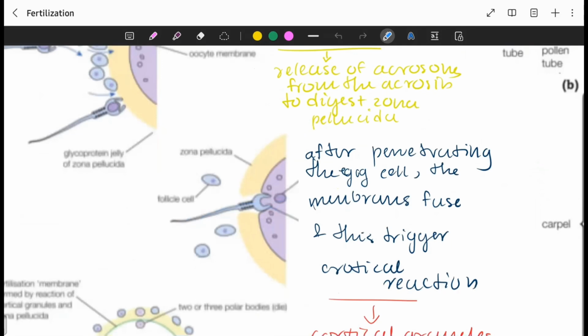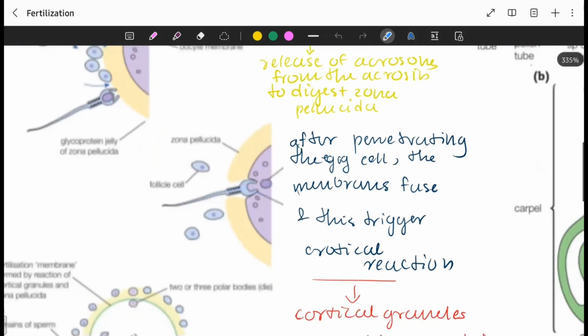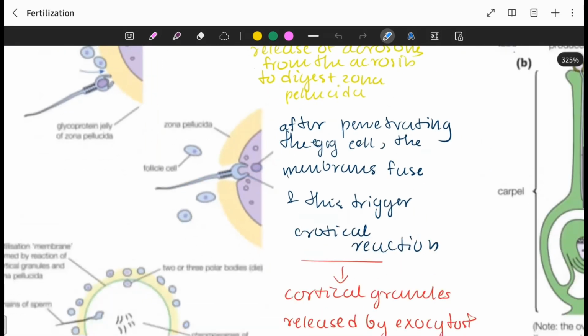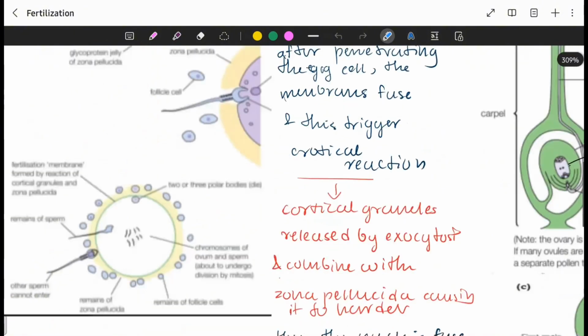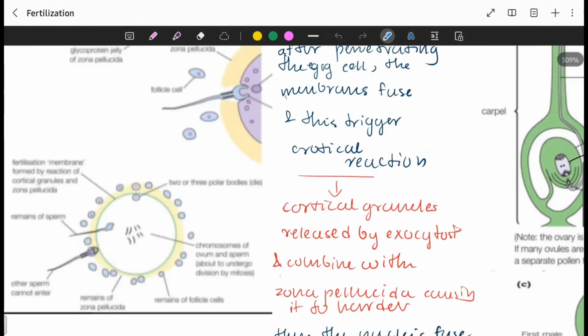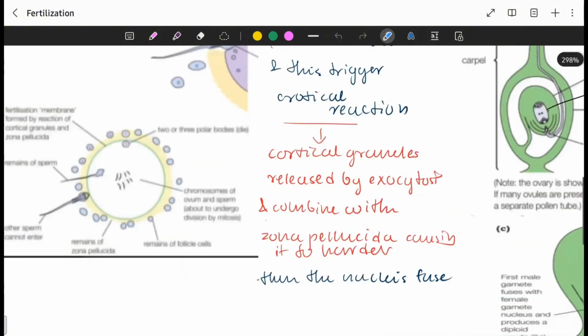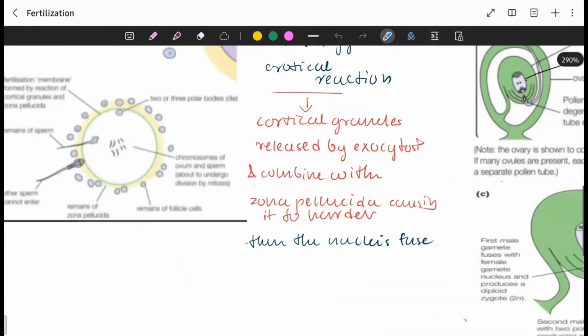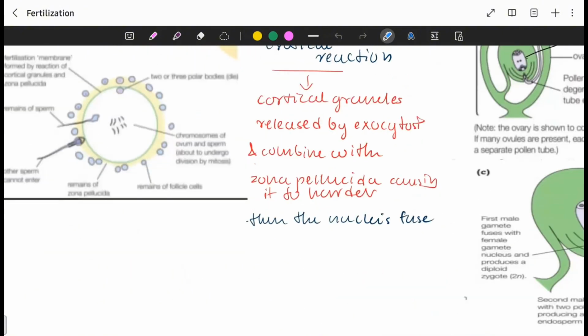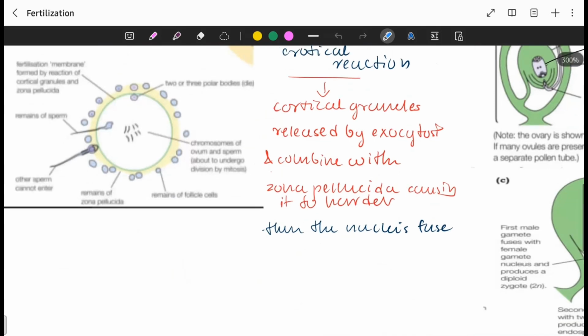Then there will be a cortical reaction. The cortical granules will be released by exocytosis, and that will combine with the zona pellucida, and it will harden, okay? It hardens so that more sperm cells don't fuse with the egg and polyspermy does not occur, okay?